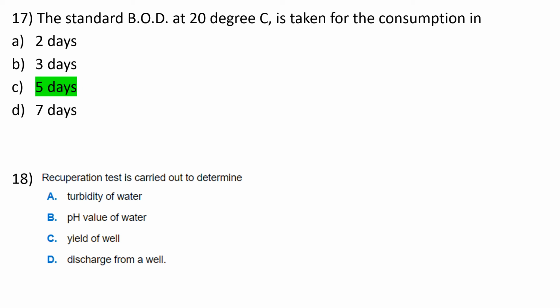Question number 18. A recuperation test is carried out to determine option A, turbidity of water, B, pH of water, C, yield of well, D, discharge from a well. So the recuperation test is carried out to determine the yield of a well. So the answer is option C.